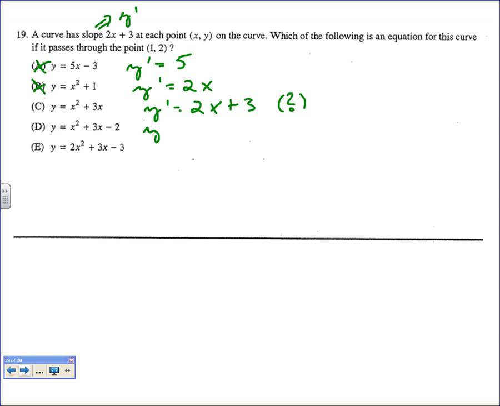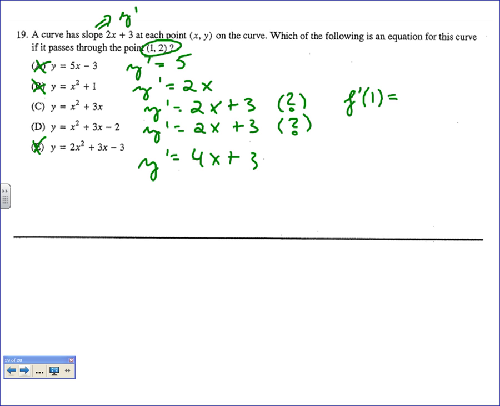The derivative of the fourth one is 2x plus 3 again. So again, it might be D. The derivative of the last one is 4x plus 3. It can't be that one. So we're down to C and D. Now the question is, which one of these contains the point (1, 2)? Well, if we put 1 in C, don't we get 2 plus 3 or 5? That does not go through (1, 5).